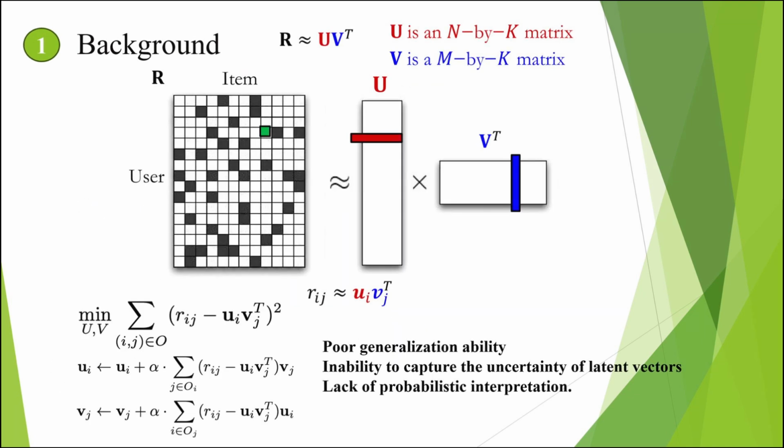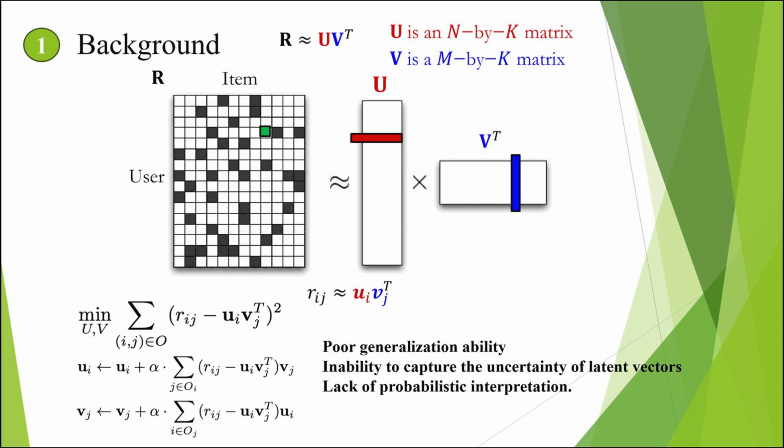Matrix factorization addresses this by decomposing the user item rating matrix into two low-dimensional matrices, a user feature matrix and an item feature matrix, and then predicting ratings through their dot product. Our goal is to find matrices U and V such that U times V transpose can accurately represent the original rating matrix. The entire prediction matrix can be obtained simply by matrix multiplication.